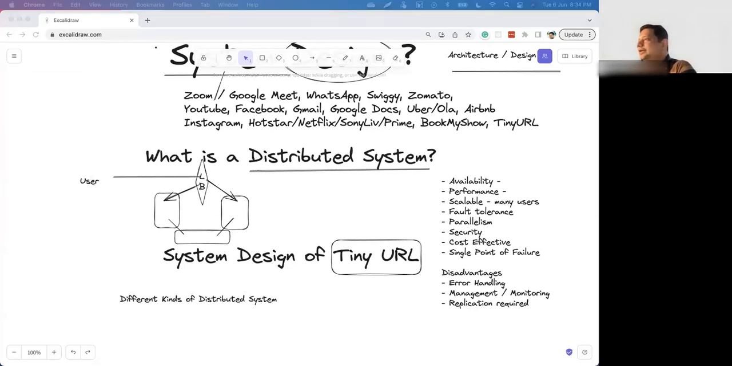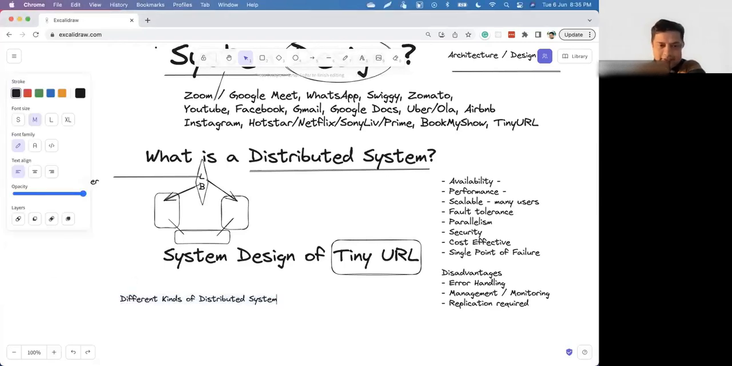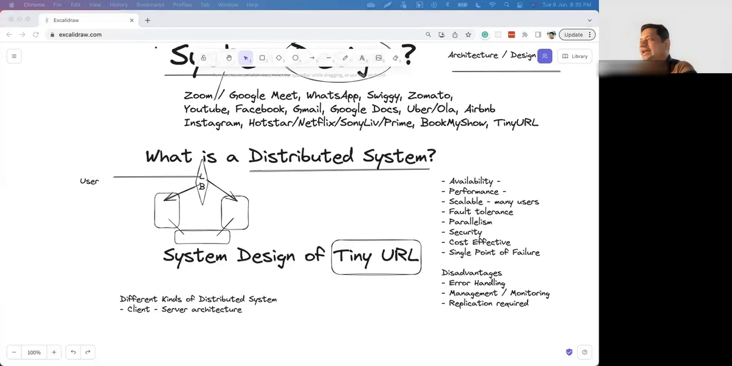So let's talk about, there are many problems in distributed systems. We will cover various problems in distributed systems also, but don't worry. But let's talk about what the different kinds of distributed systems are. You would have known a lot of distributed systems, right? Okay. How many of you know about this one? Client server architecture, right? Anyone? Can anyone explain what client server architecture is? No one knows client server architecture?